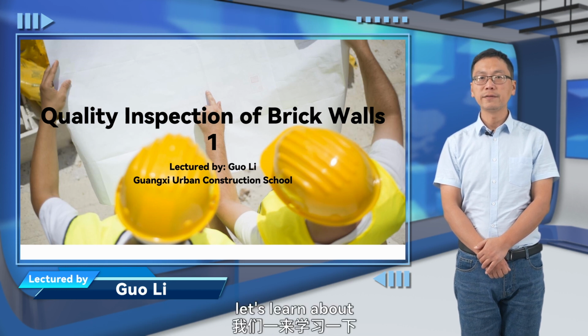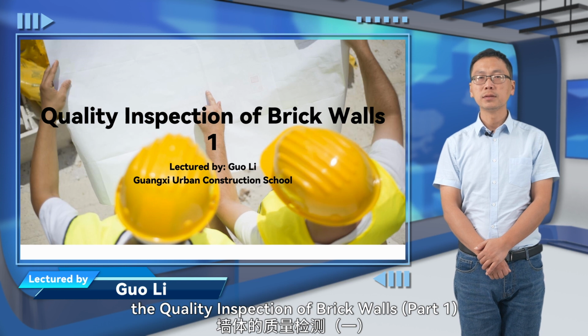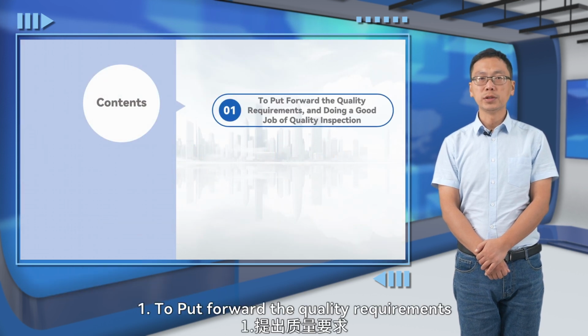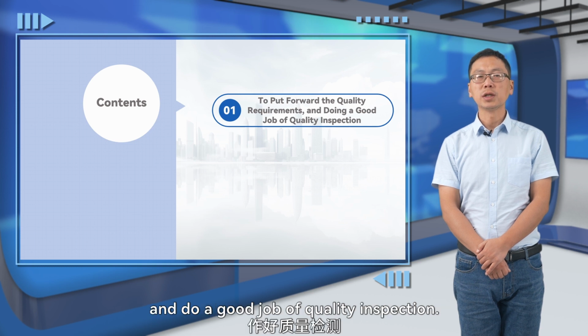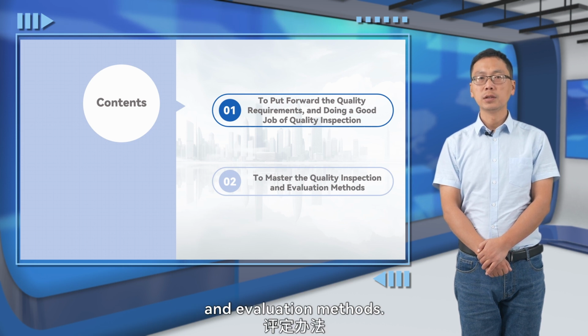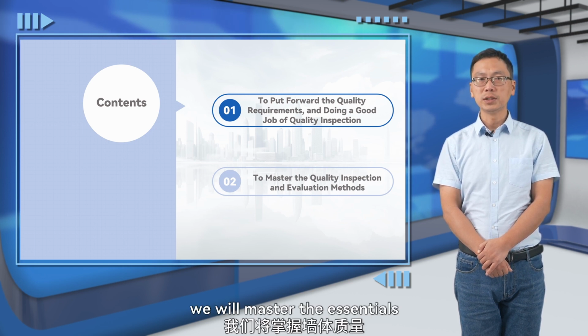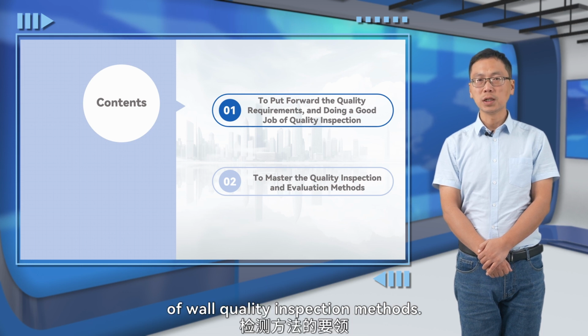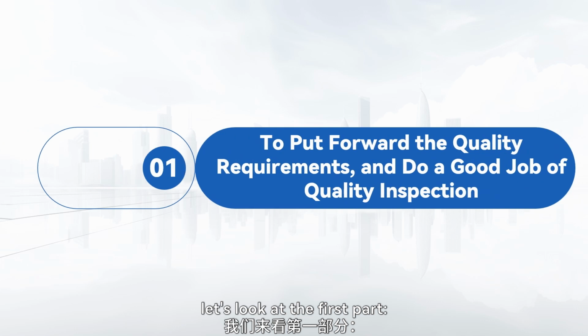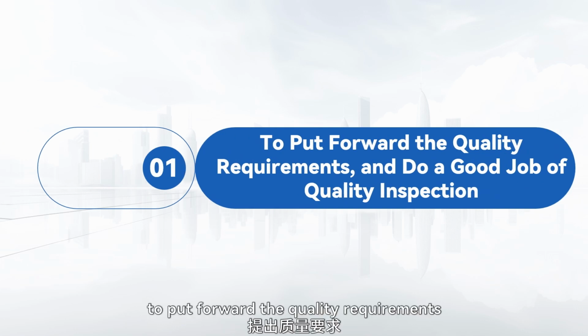Today, let's learn about the quality inspection of brick walls, Part 1. This lesson explains two parts. 1. To put forward the quality requirements and do a good job of quality inspection. 2. To master the quality inspection and evaluation methods. Through this learning, we will master the essentials of wall quality inspection methods. First of all, let's look at the first part, putting forward the quality requirements and doing the quality inspection.